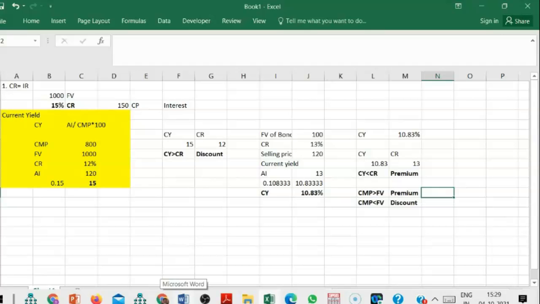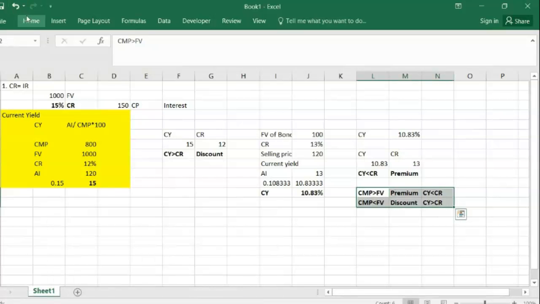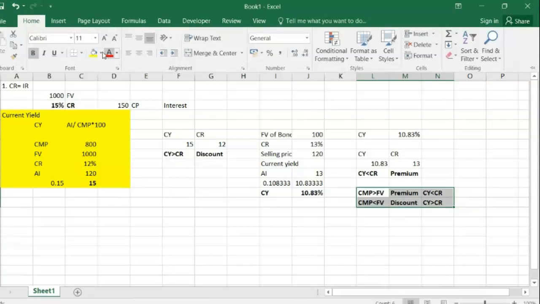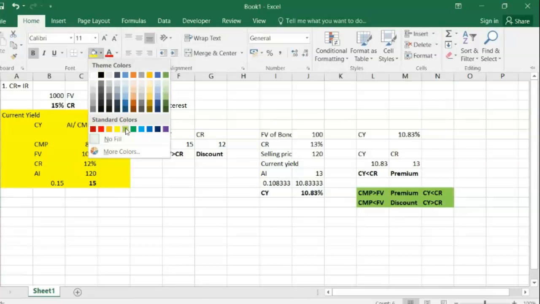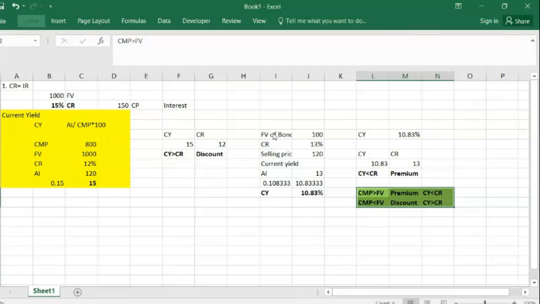Another method we can adopt: if the current yield is less than the coupon rate, the instrument is available at a premium, and if the current yield is greater than the coupon rate, we can say the instrument is available in the market at a discount. So this is a basic mechanism to understand whether the instrument is available in the market at a premium rate or a discount rate. It is easy to calculate.